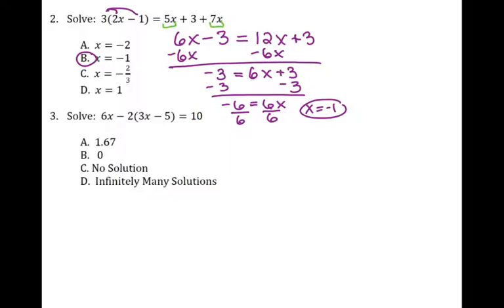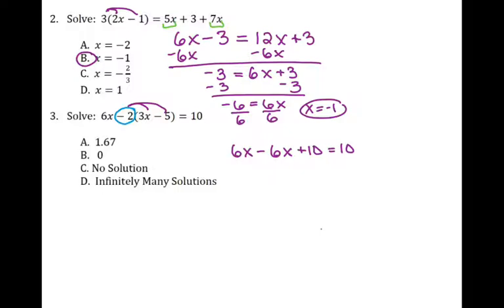Number 3, I notice that I have a set of parentheses once again, so I'm going to go ahead and distribute. Now, be very, very careful when you're distributing with number 3, because not only are you distributing a 2, but you're also distributing the negative with it. So I'm going to go ahead and rewrite. So I have 6x. Negative 2 times 3x is negative 6x. Negative 2 times negative 5 is a positive 10 equals 10.